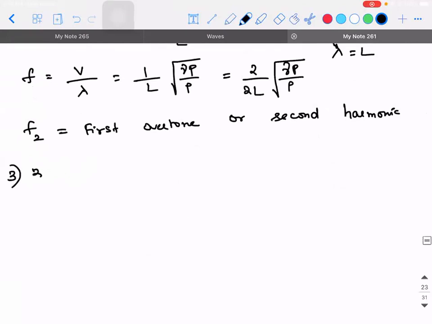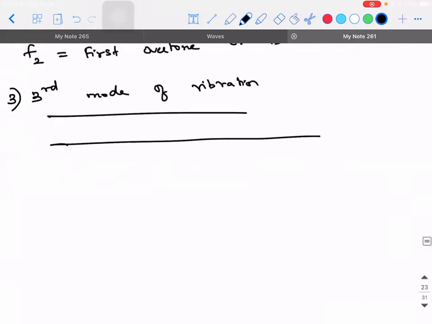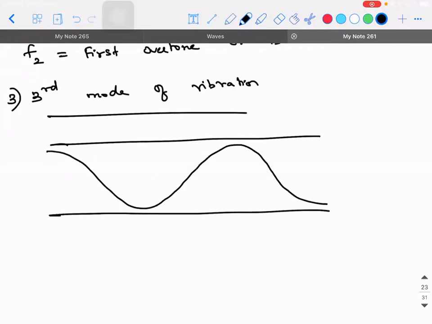Similarly, third mode of vibration. How many standing waves will you have within the same length L? There will be 3 standing waves, right?